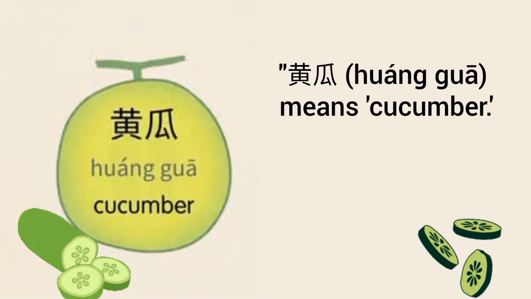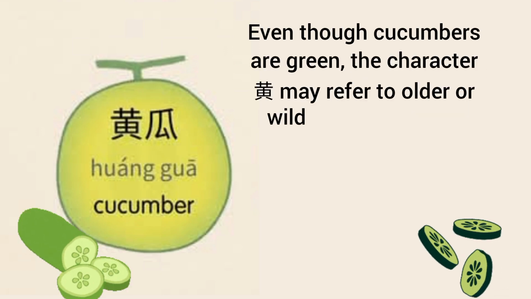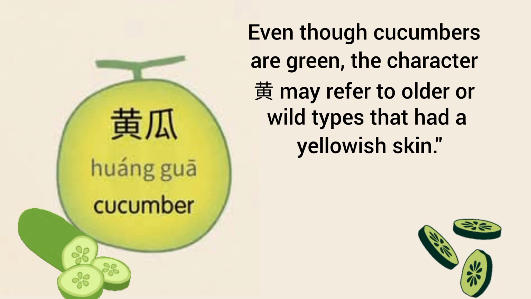Next vocabulary that we have is cucumber, which in Chinese is pronounced 黄瓜. Even though cucumbers are green, the character huang may refer to older or wild types that had a yellowish skin. Hope you find it easy and learn it soon. Let's explain it in detail.